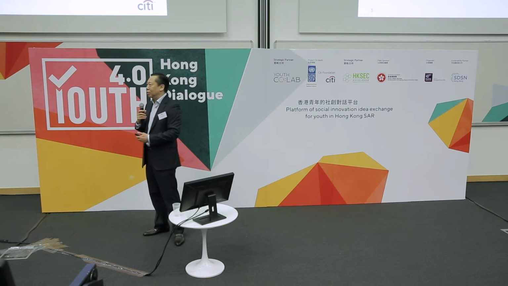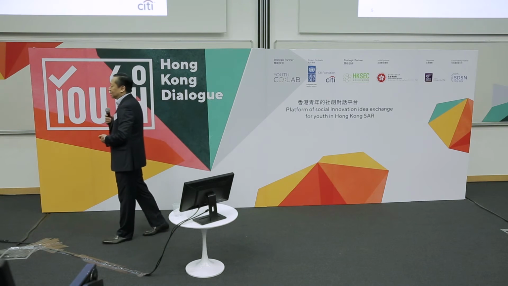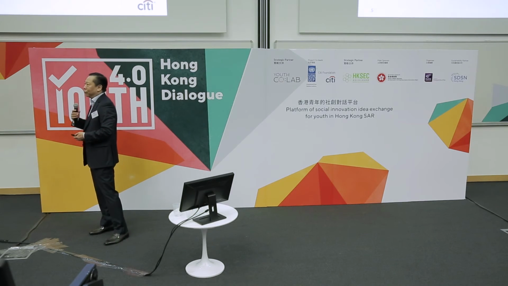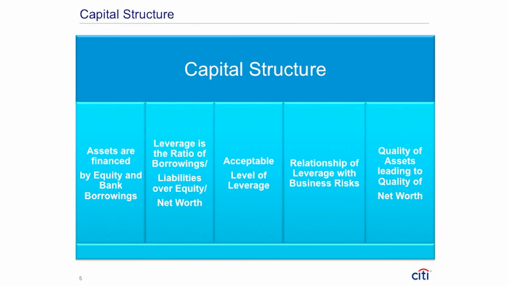So moving on to the financial analysis part. First thing we look at is capital structure. When you start a business, you have to buy something, you have to buy the asset. So buying the asset, either you borrow money from the bank or use your own money. So bank borrowings or equity. So it's very simple, two parts. Then banks will look at what is the ratio between borrowing and the equity.